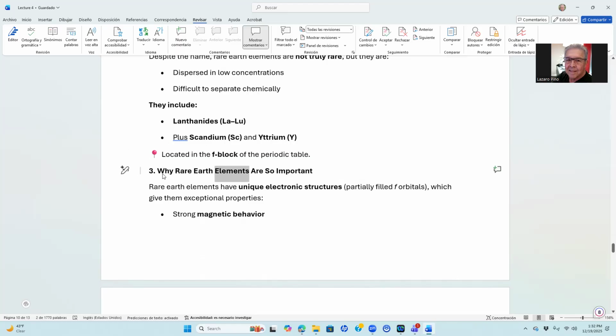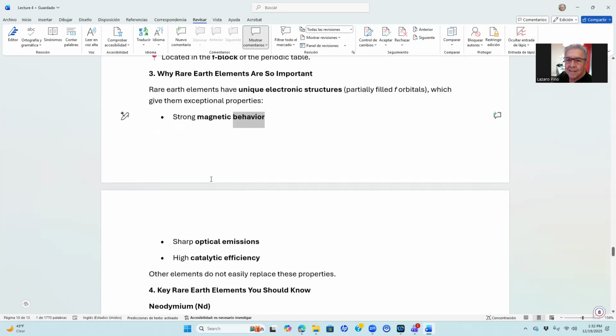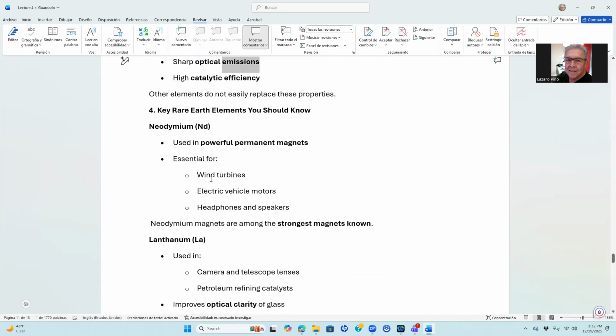3. Why rare earth elements are so important. Rare earth elements have unique electronic structures, partially filled F orbitals, which give them exceptional properties. Strong magnetic behavior. Sharp optical emissions. High catalytic efficiency. Other elements do not easily replace these properties.